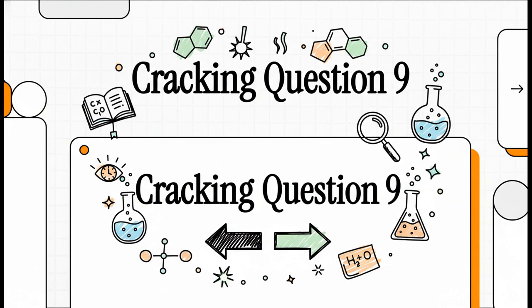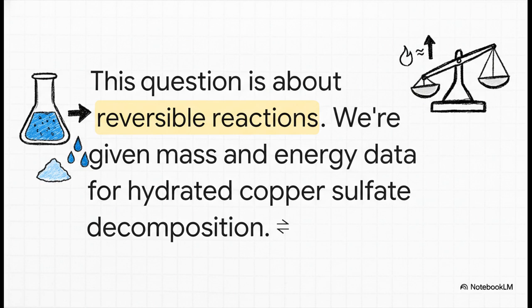Let's get into it. All right, so here's our setup. We've got a reversible reaction with copper sulfate. And the question hands us a bunch of numbers right from the get-go: a starting mass, a product mass, and even some energy data. Think of this as your toolkit. Everything we need for the first couple of questions is right here.